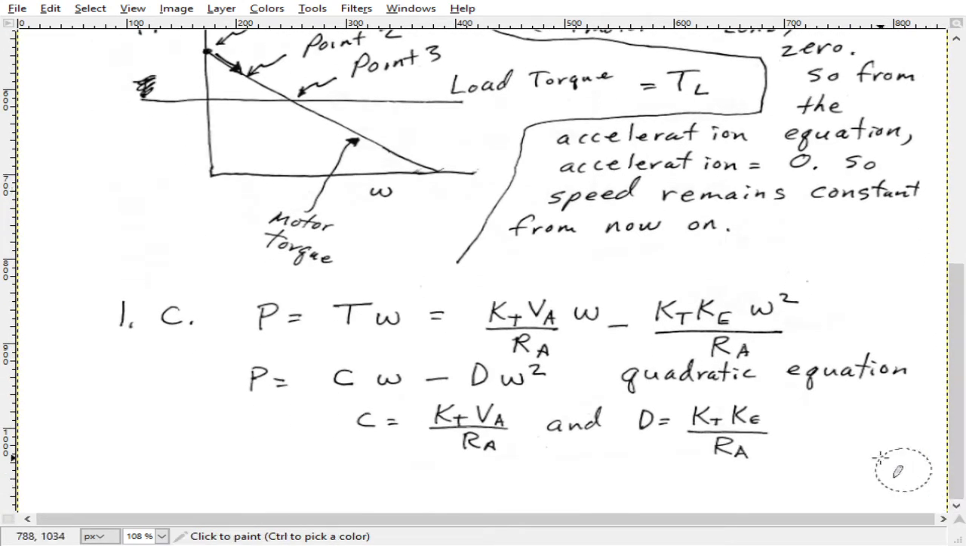Now here what I do is let's look at power. Okay? So we talked about how it operates, but let's look at the power that's being produced. Now the power produced by a motor is the torque times the speed. Okay? So torque times the speed.